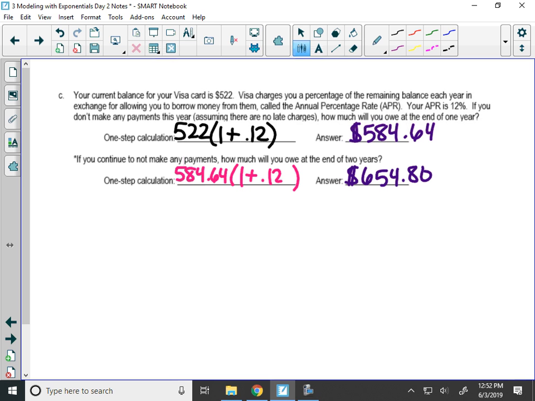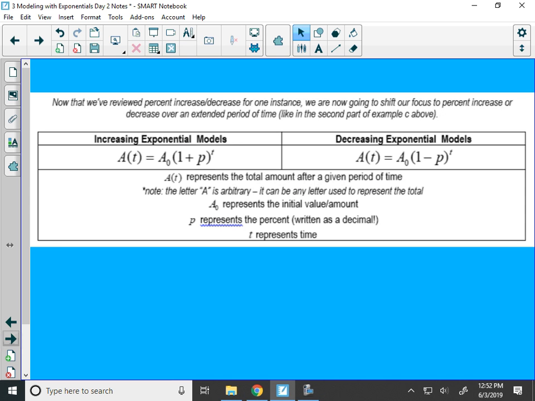So after 2 years, if you don't pay anything, you owe over $130 more just because you didn't pay off your bill. Well, now that we've reviewed percent a little bit, let's shift our focus to modeling and doing percent increase and decrease more than just one time, right? We've just been kind of like, okay, you didn't pay your bill for 1 year, or it was on sale one time. What if this happens over and over?